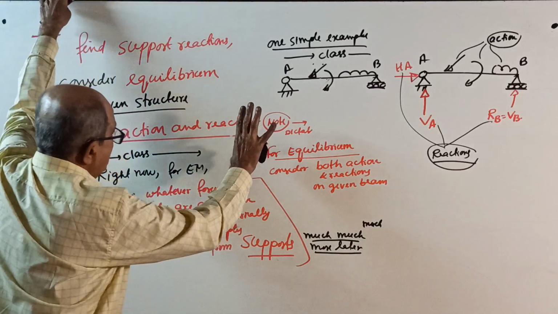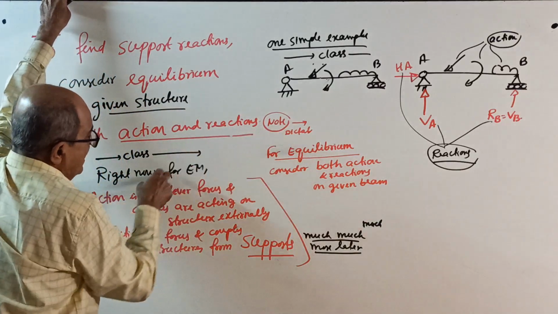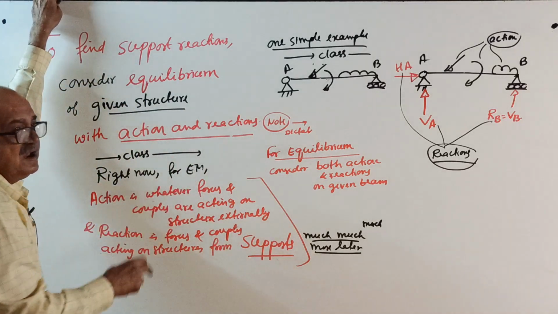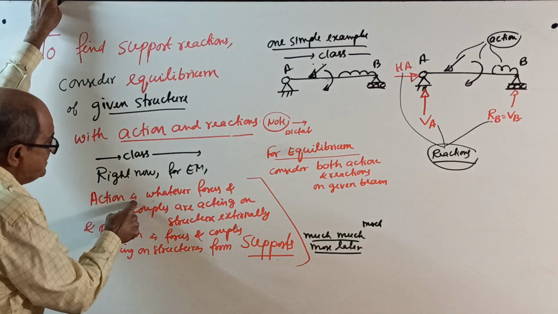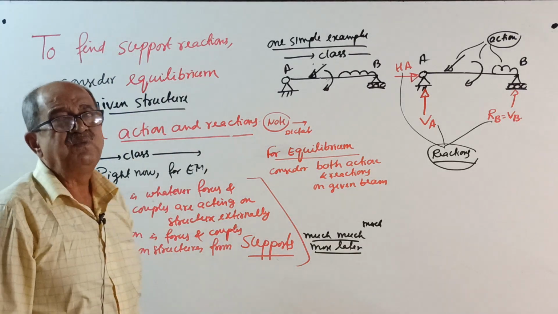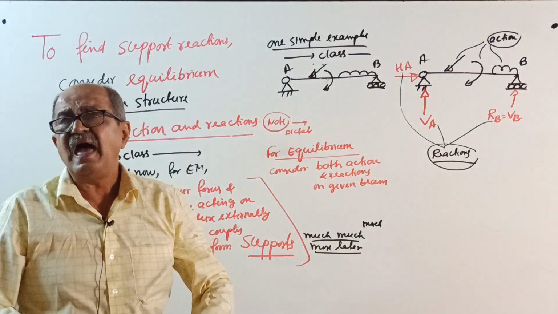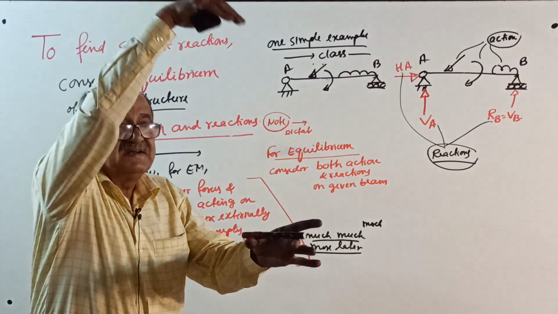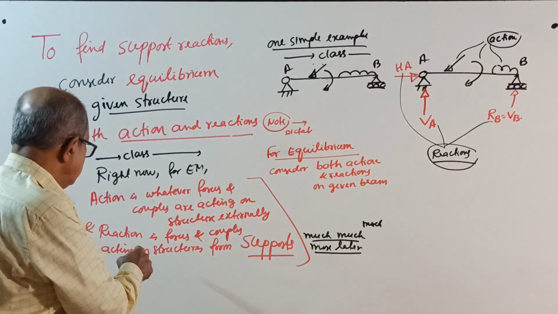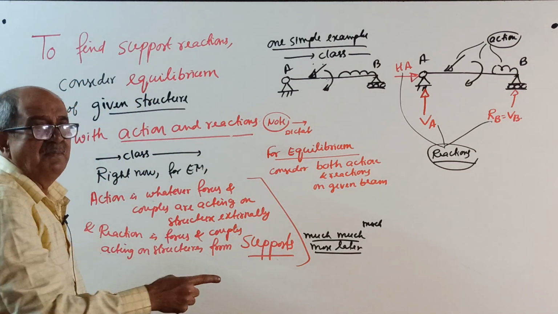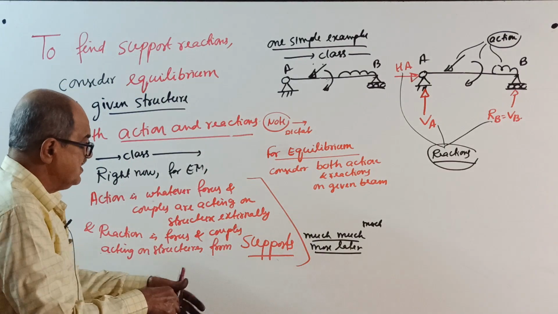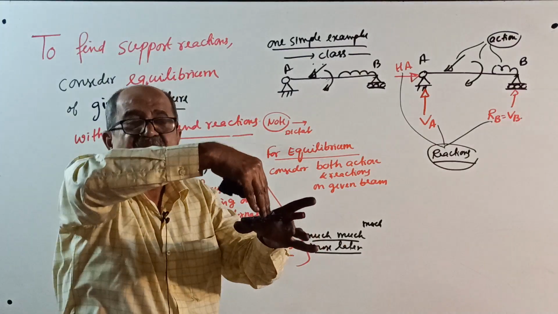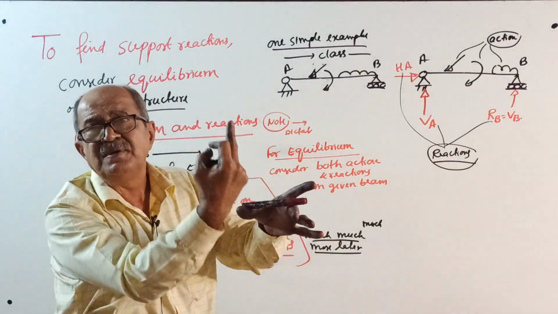Okay, now, one minute, leave it here. This statement you write right now. Right now, for engineering mechanics, action means whatever forces or couples are acting on the member externally. See, externally. Reaction means forces or couples, which will come a little later, acting on the structure from the support. See, action is external, reaction is from the support.